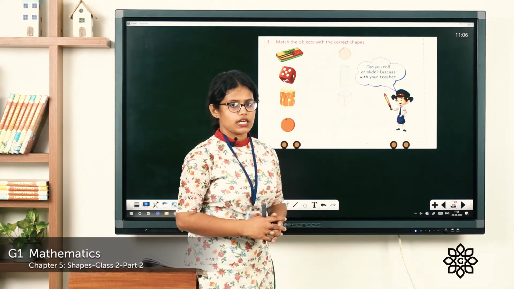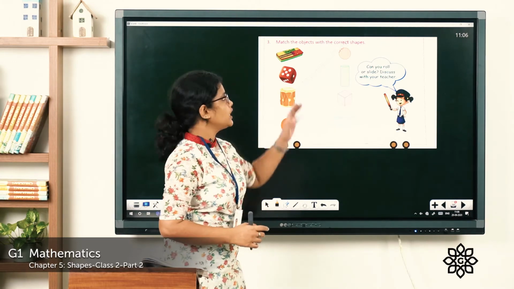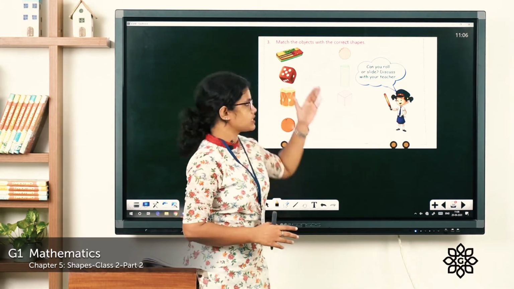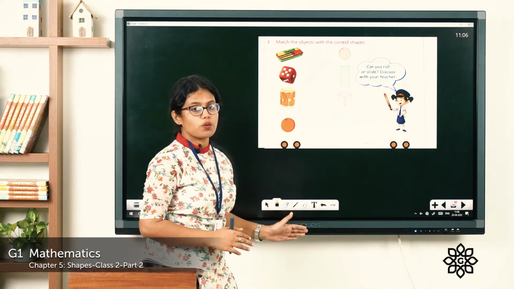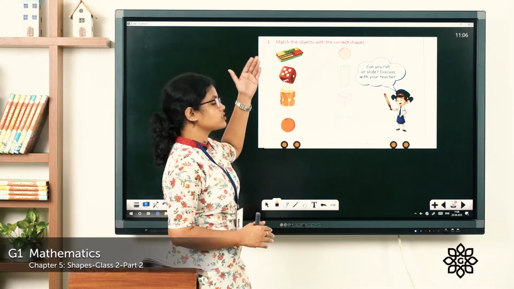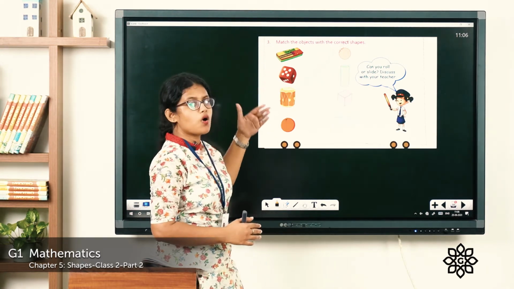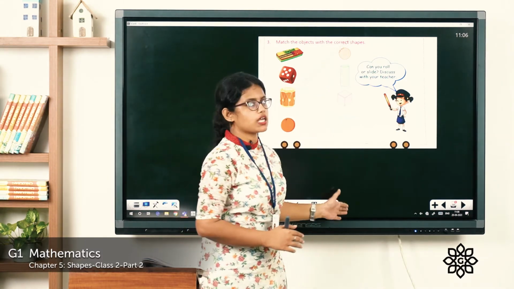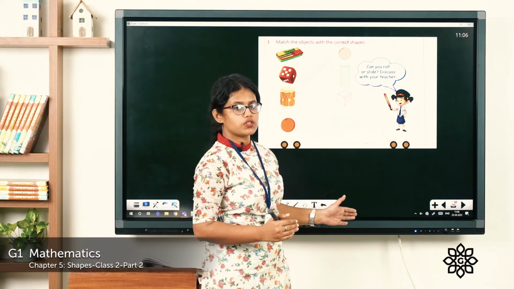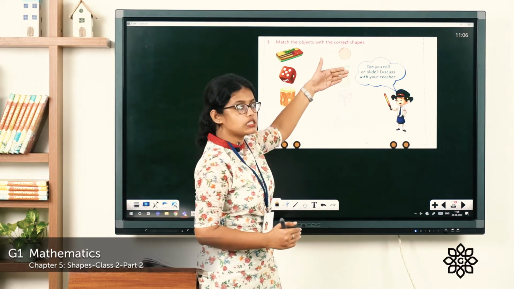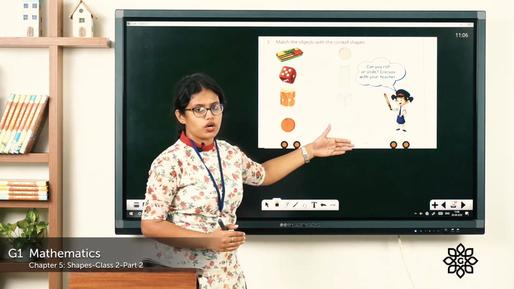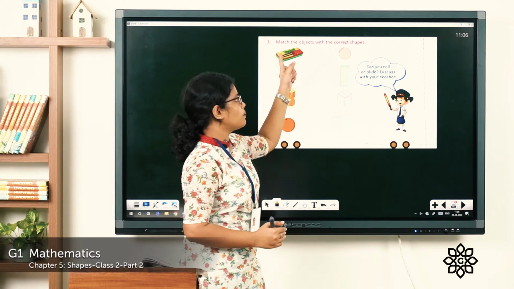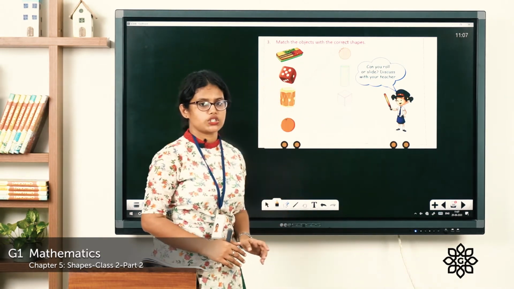Coming to the next exercise, what you have to do is match the objects. You can see on one side, different objects are there: box, dice, drum, orange. And on the next side, you can see different shapes. Can you see which are the different shapes? Circle, cylinder, cube, cuboid. And what you have to do? You have to match the object with its shape.